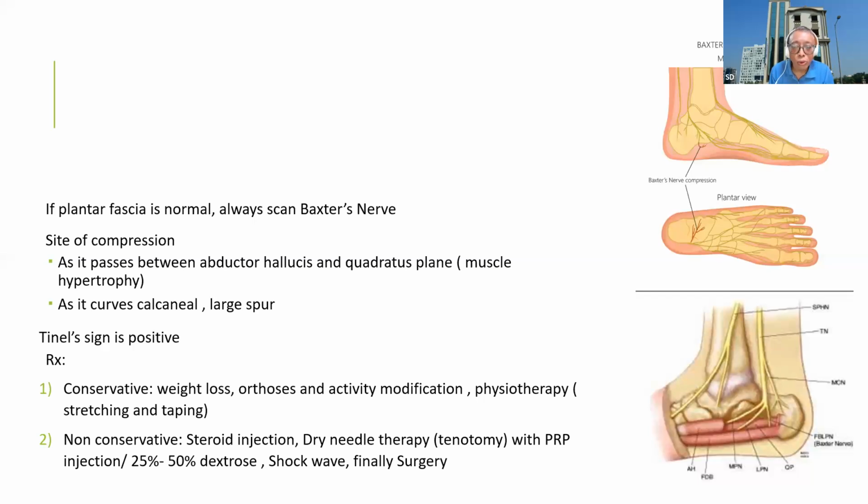So initially we always go for conservative management, but if the conservative management is not helping the patient, then you can go ahead and inject steroid around the Baxter's nerve, or you can even do dry needling of the muscle, which is hypertrophied. Because muscle hypertrophy or muscle spasm can also cause compression of the Baxter's nerve and cause Baxter's neuropathy, we can also give a PRP injection along the Baxter's nerve, or you can go for a cheaper alternative, that is, inject 25 to 50% dextrose at the site of compression of Baxter's nerve.